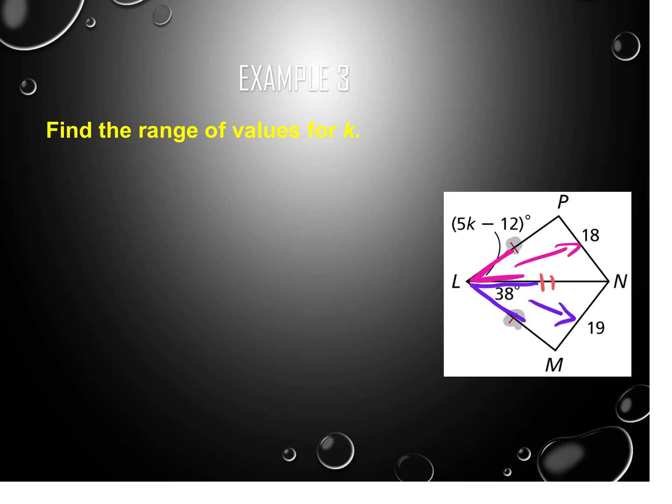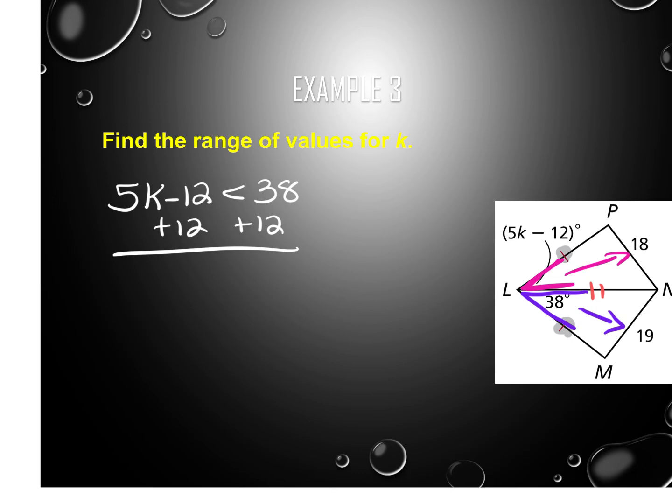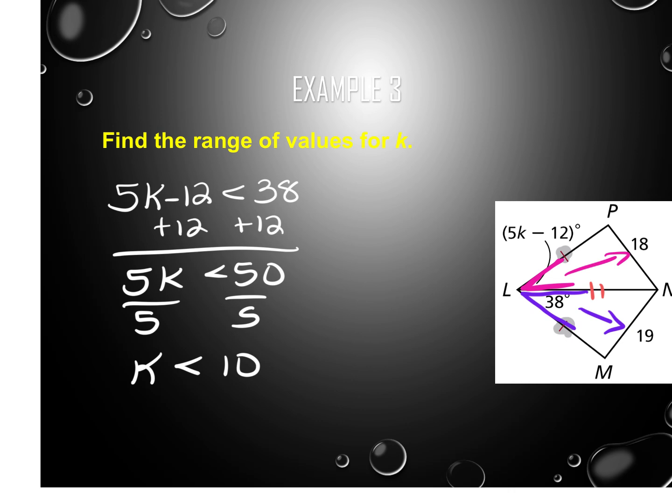This tells me that the 38 is across from the bigger side. So 38's the bigger angle. So my first inequality that I'm going to set up to get the high end of the range is going to be 5k minus 12 is going to be less than 38. It's the smaller angle. I'm going to solve for k, and 5k is less than 50. Divide by 5, and k has to be less than 10. Now, that's as high as it'll get.